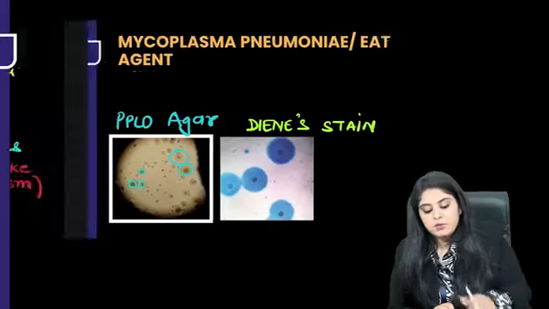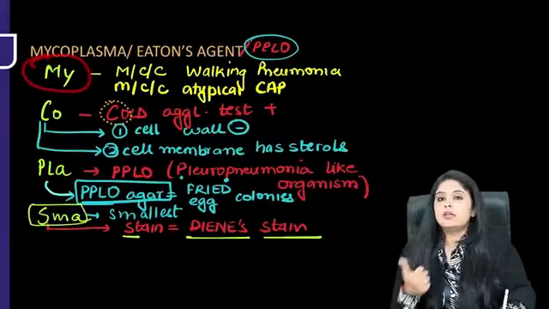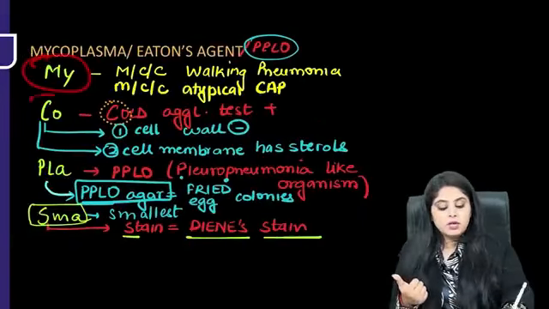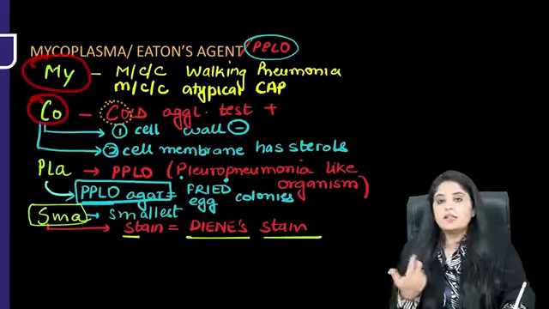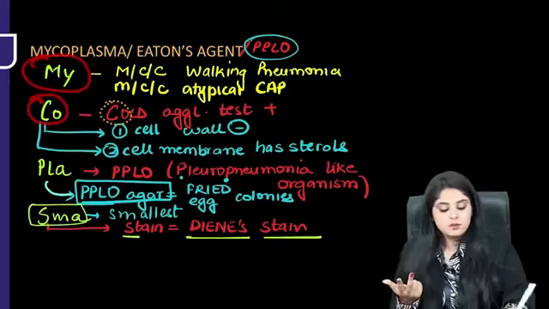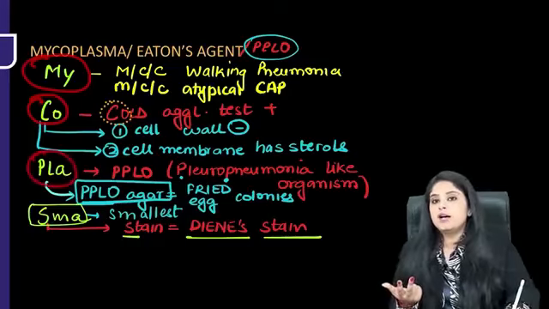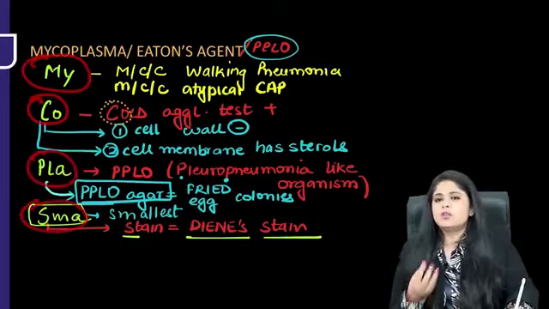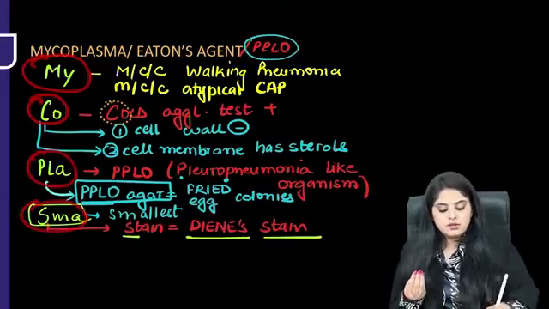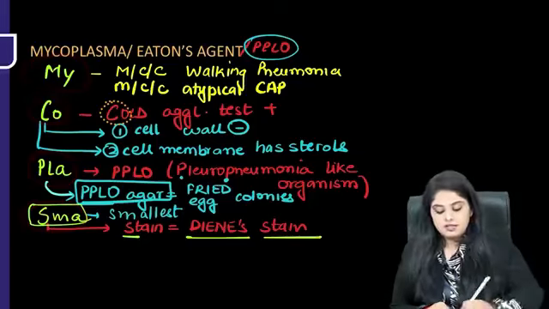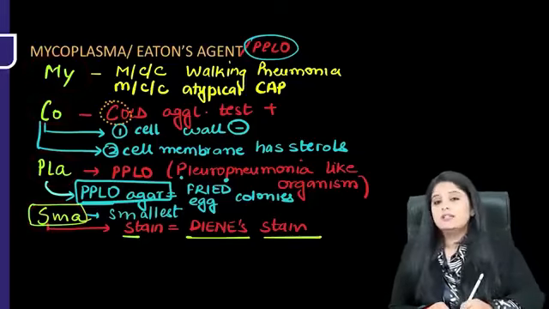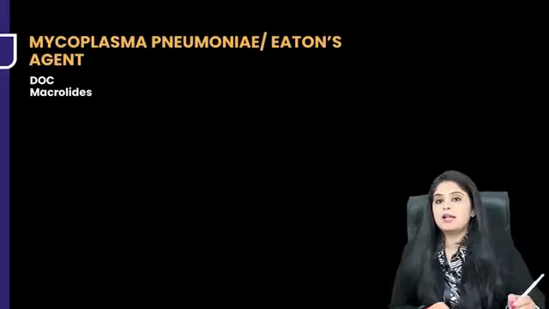Coming back, this is mycoplasma. Quickly, most common cause of walking and atypical community-acquired pneumonia. Cold agglutination test. No cell wall, cell membrane has sterols. PLA for PPLO agar, fried egg colonies, very small colonies, very small organism. So I will have to use a stain called the Dienes stain. Mycoplasma is pretty much done. Drug of choice, tell me, that is going to be the macrolides.